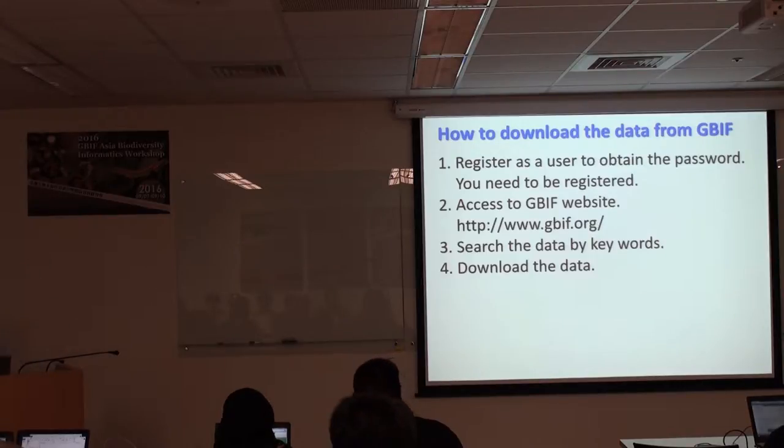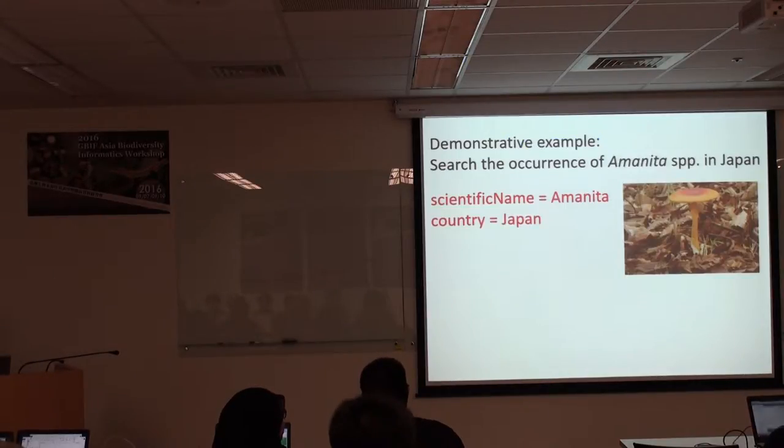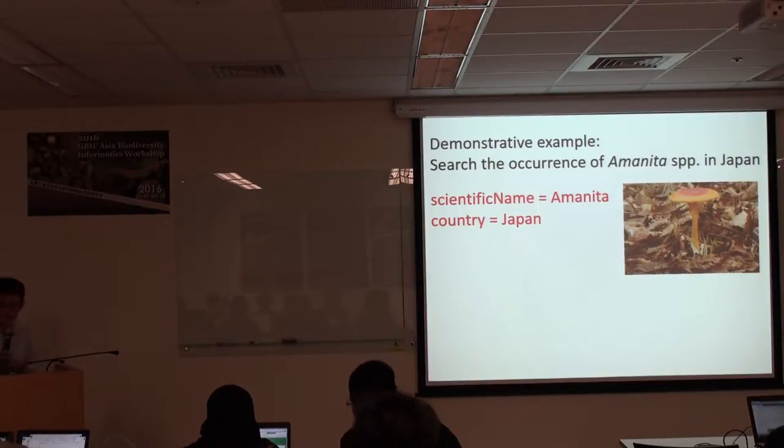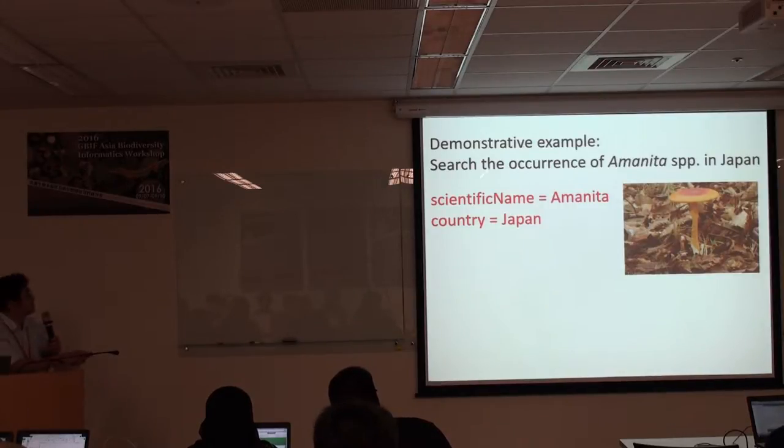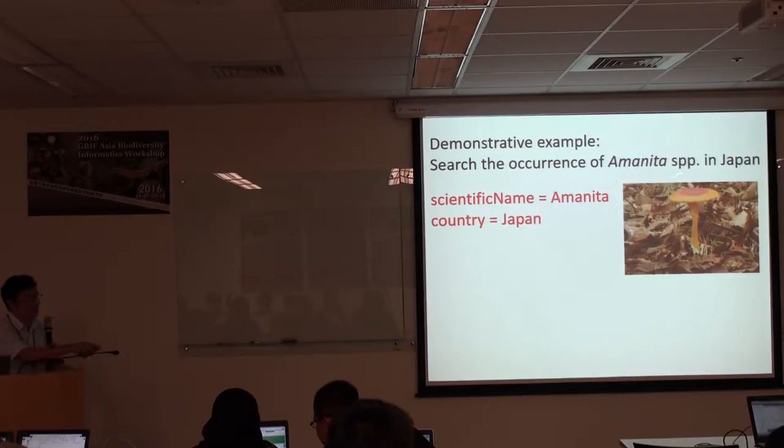But before that, I would explain, and I'm going to demonstrate that. So this is one of the demonstrative examples. The mission you have now is to search the occurrence of Amanita species in Japan. Amanita is some kind of mushroom shaped like this. Looks very delicious, isn't it? Right?